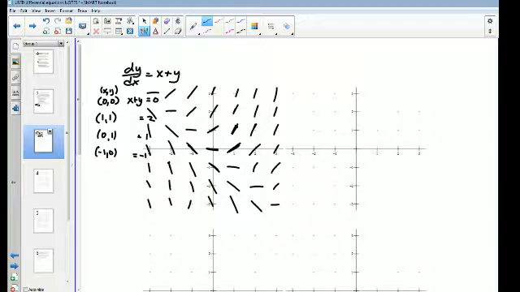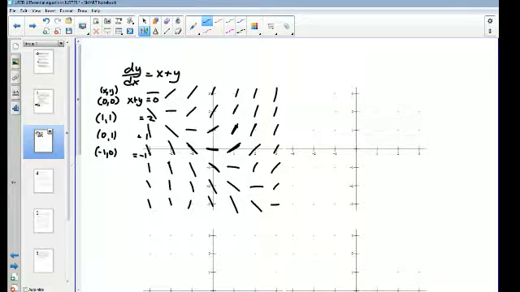You understand, Sean? Yeah, I got it. Are we okay with this? Generating a slope field? Yeah, I think so. Like I said, it's going to be a lot smaller on the AP exam.